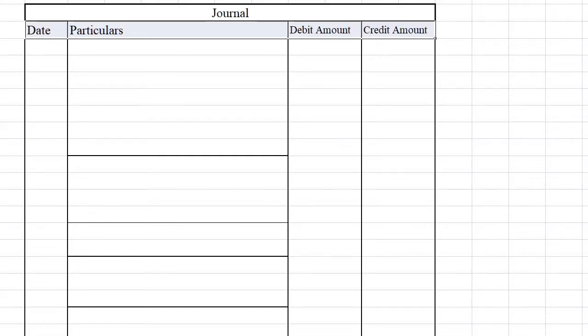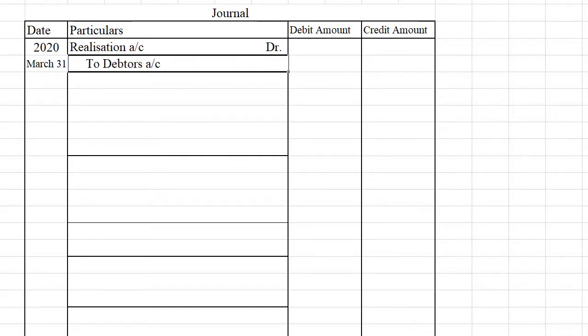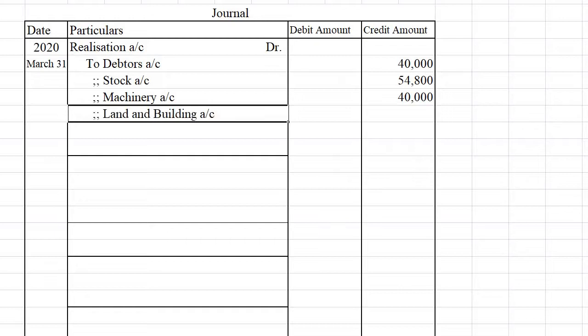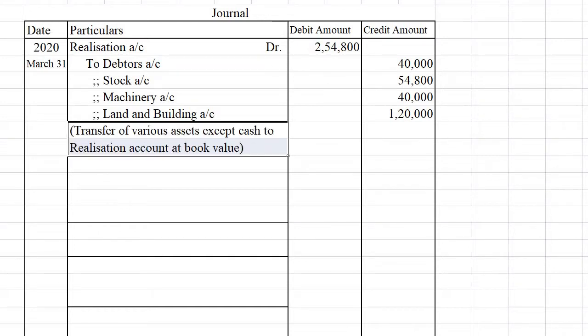Now let us see the journal entries of this transfer of assets to realization account. So here is the journal. First of all, we can write the date, 2020 March 31st. The entry is realization account debit. In the realization account debit side we have entered all the assets. So we can write realization account debtor to assets one by one. To debtors, how much was it? 40,000. Then to stock, 54,800. Then machinery, 40,000. And land and building, 1,20,000. Okay, so the total amount comes as 2,54,800, and the narration being the assets transferred to realization account at their book value.